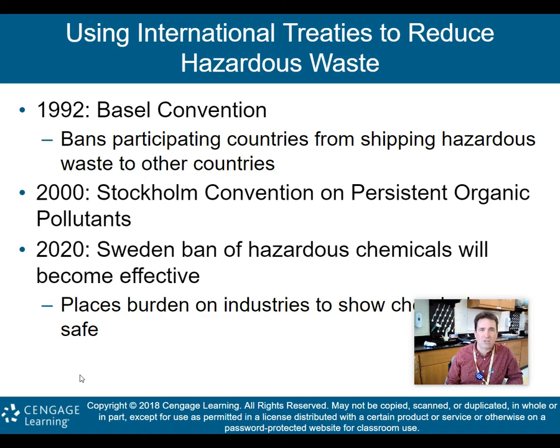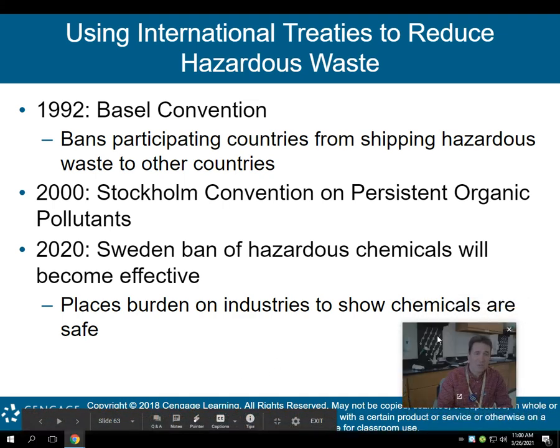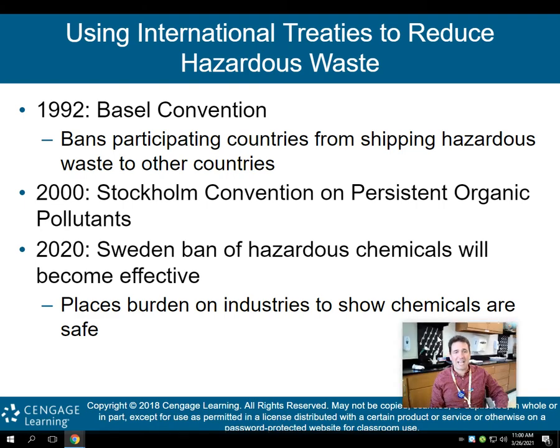So in 1992, the Basel Convention bans participating countries from shipping hazardous waste to other countries. In 2000, we had the Stockholm Convention on persistent organic pollutants, okay, which we talked about, these POPs, in a previous lesson, but basically regulates them and puts a bullseye on them. In 2020, which was just about a year ago, Sweden's ban on hazardous chemicals became effective. This places a burden on industries to show chemicals are safe, all right? So that's what they started in Sweden just last year, all right?